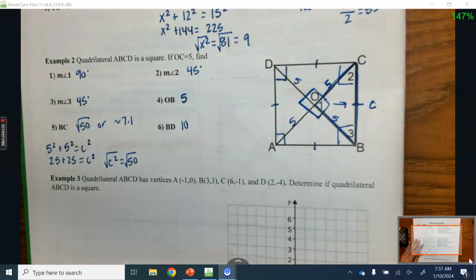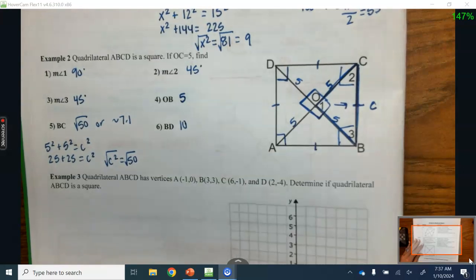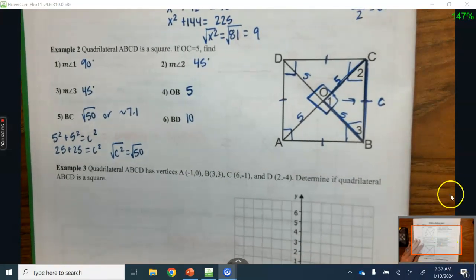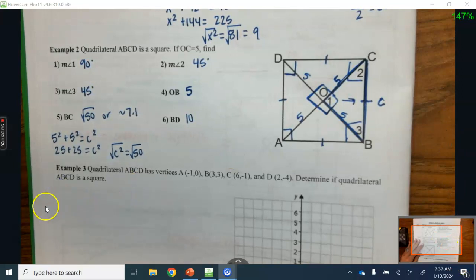Okay, so I'm going to stop this video right here and do the last example in part 2, just because it's coordinate geometry and it requires a few more steps. So go ahead and pause this and go to video number 2.